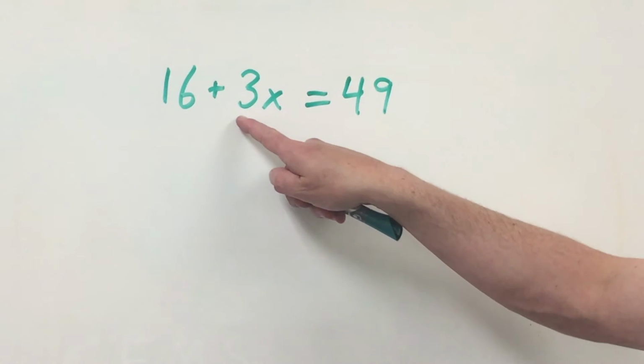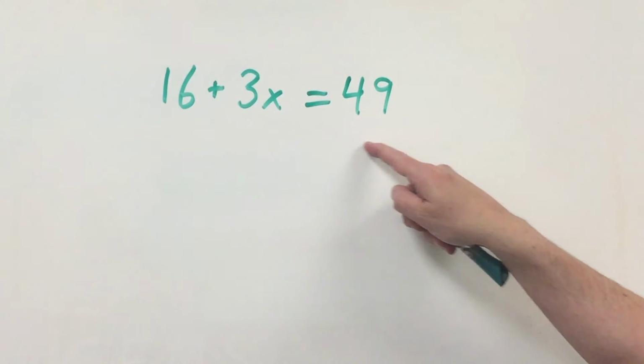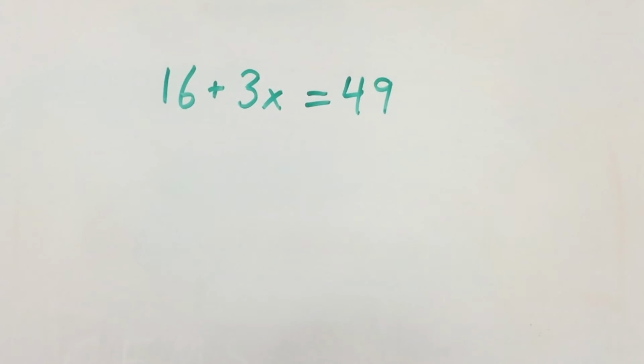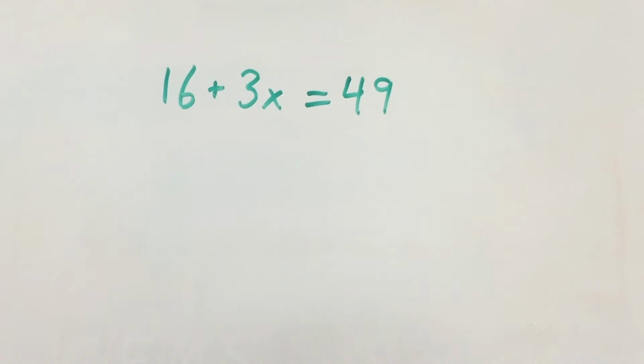The variable x has a coefficient 3. We could divide both sides by 3, but neither 16 nor 49 are evenly divisible by 3, so that would be less efficient than the other alternative, which would be to subtract 16 from both sides. This makes progress towards the solution because it reduces the number of terms on the side of the equation containing the variable.